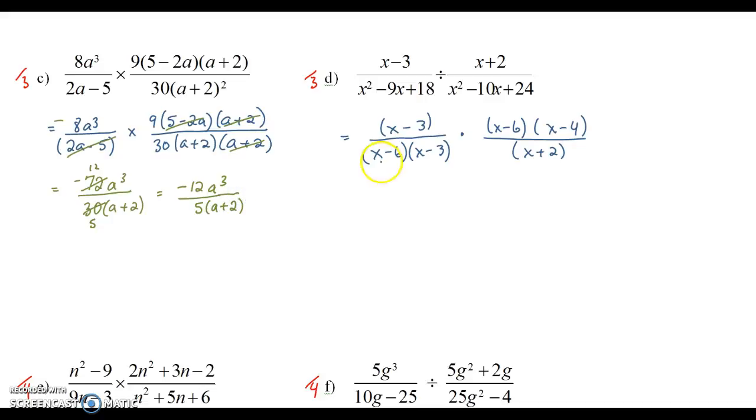Next one, looks like there's a couple of things here. Remember that second fraction had to get flipped, right? When you did the multiplication, you turned it into a multiplication. And now we have x minus 4 over x plus 2.